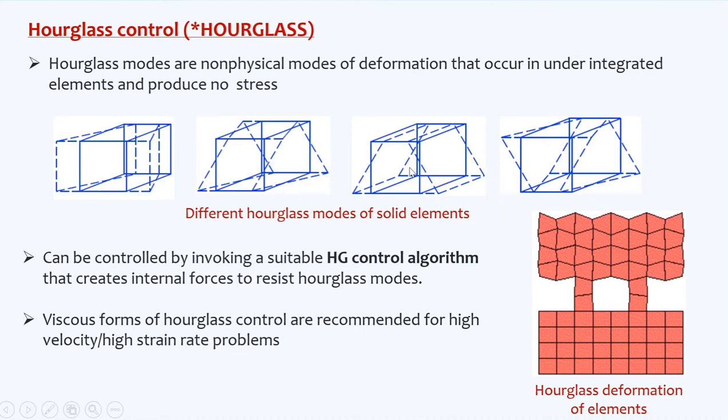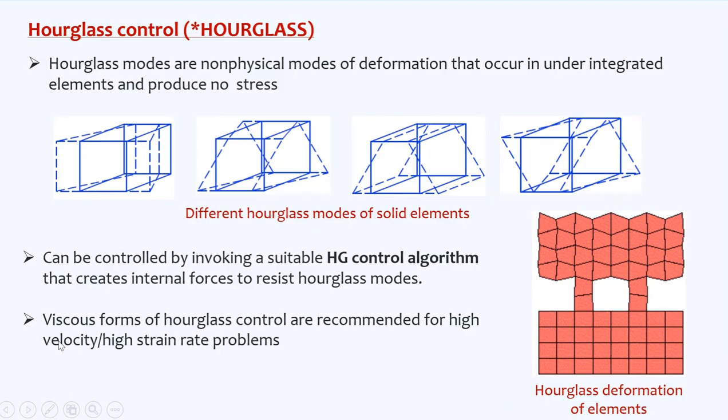We resolve this issue by providing some forces at the corners where you will be having this unrealistic deformation. We provide some internal forces. Here I have written that it can be controlled by invoking a suitable hourglass control algorithm that creates internal forces to resist the hourglass mode. This control algorithm creates some internal forces and reduces this kind of deformation. Two kinds of algorithms we generally use: viscous form and stiffness form.